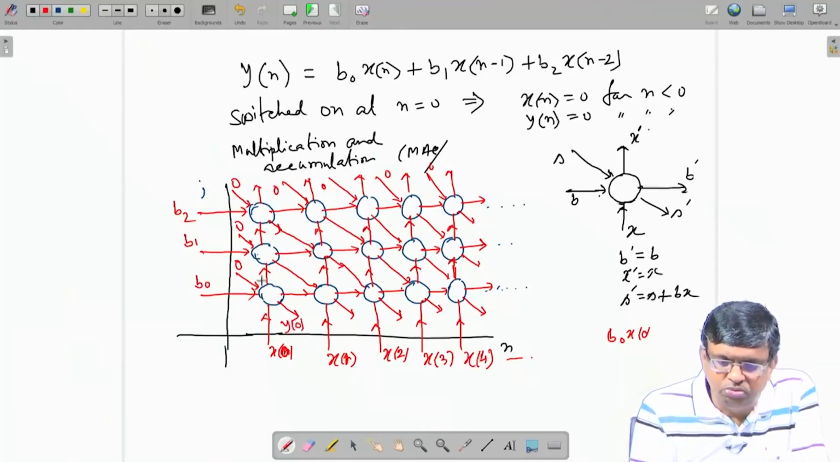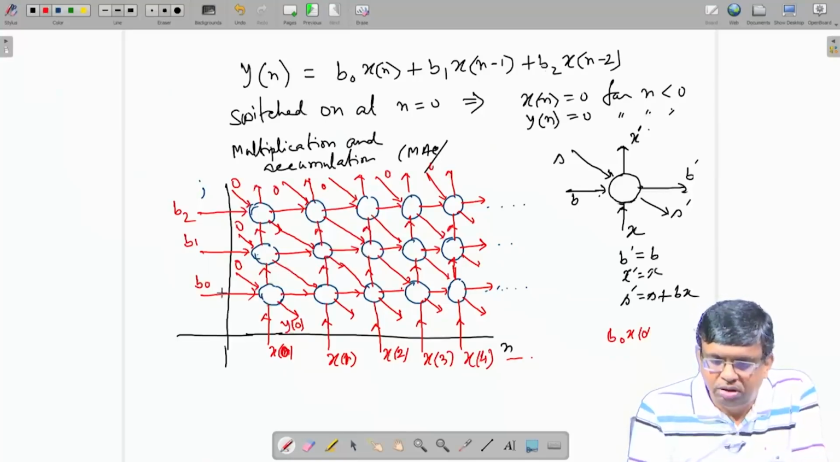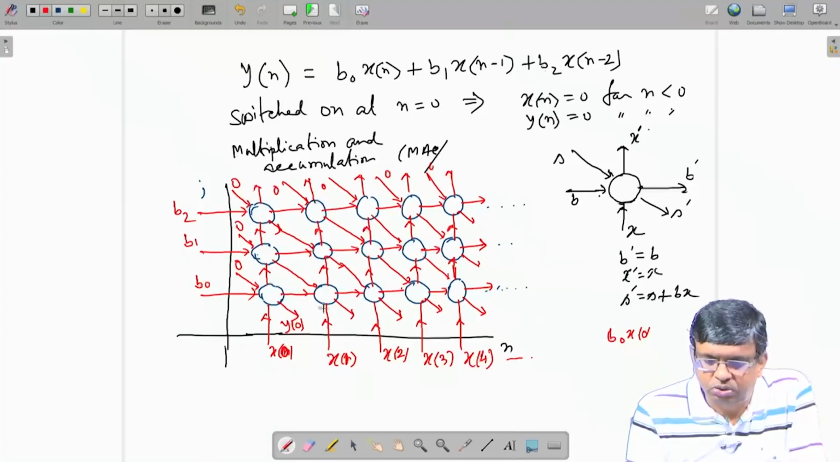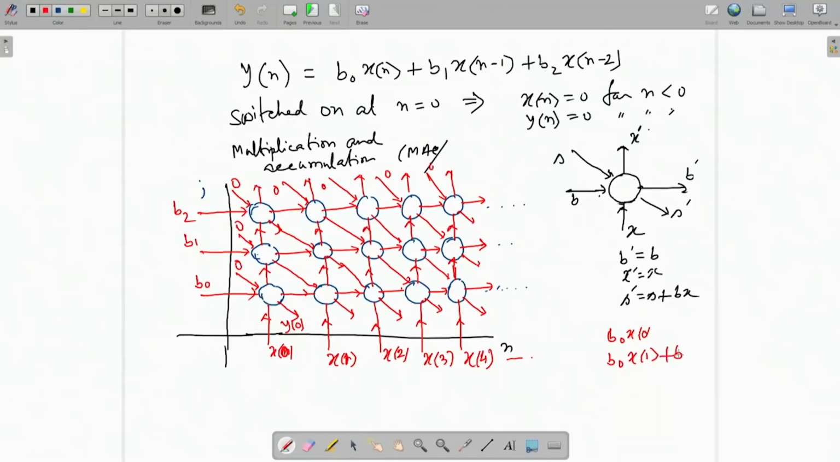Now, the same X0 moves up, B1 here. So B1 into X0 plus 0 comes here, B1 into X0. Now B0 moves out and X1. So B0 X1 plus B1 X0.